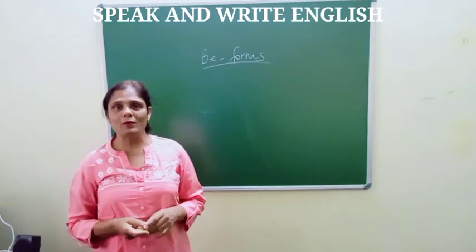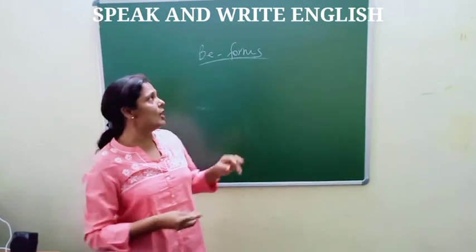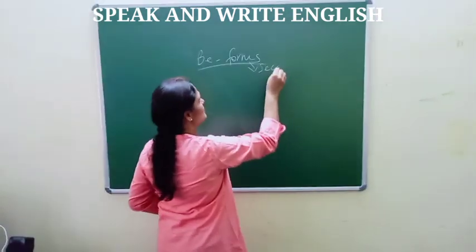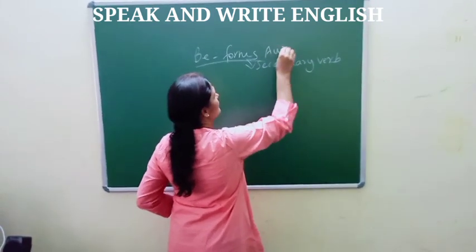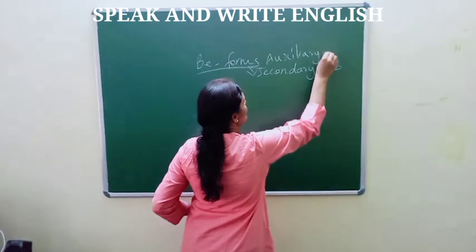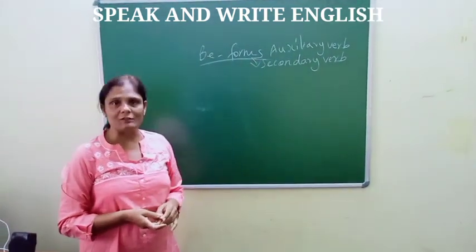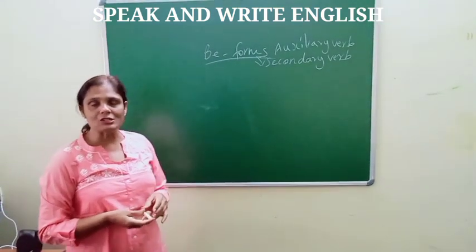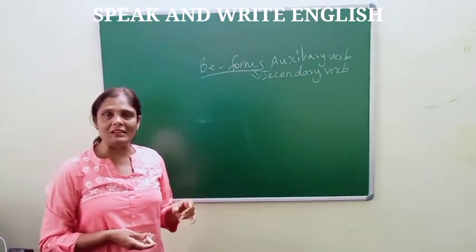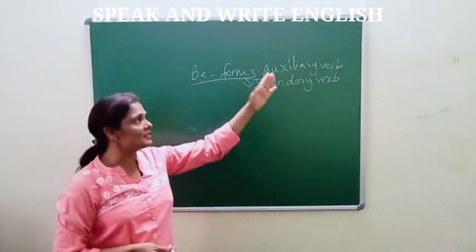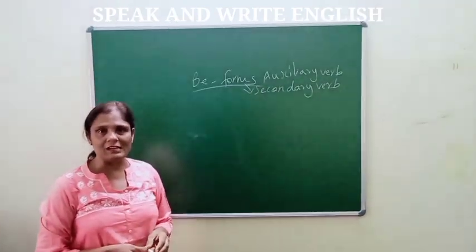Today I am back with another lesson on the be forms in English. Be forms are also called a secondary verb or an auxiliary verb. Remember, in English, a sentence is not complete without a verb. The sentence will need either a main verb or an auxiliary or secondary verb. So let us understand the be forms in English.